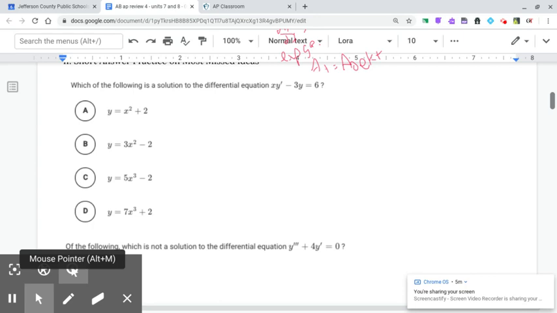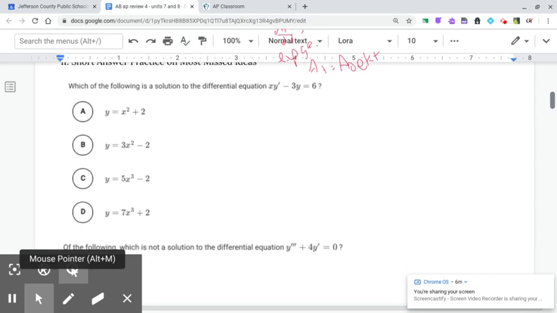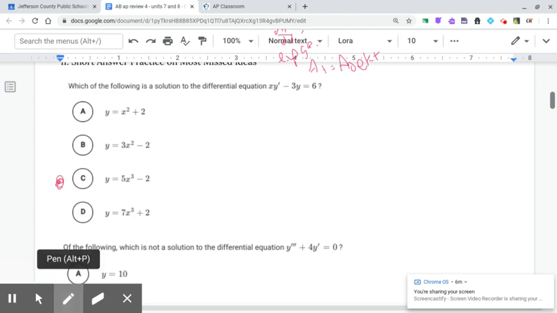Okay, your answer is C. C is the one that works. If you got C and you totally understand where that's coming from, great. Move on. Obviously, you'll have the work to justify it. If you did not get C or didn't know what to do, then let's talk about it here, all right?